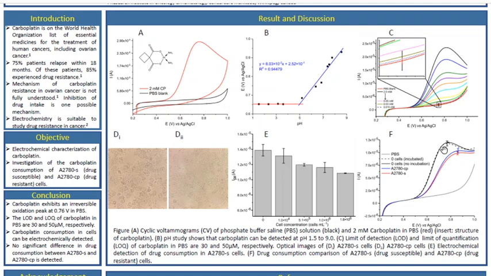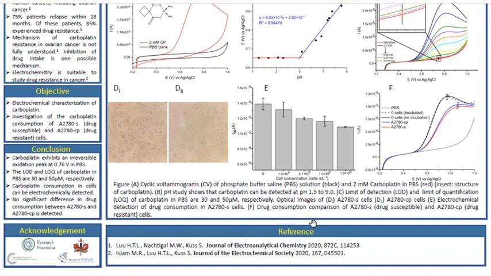These two dotted and solid black lines show that carboplatin does not degrade after our incubation period. The red and blue lines show that no significant difference in drug consumption between susceptible and resistant cells is detected. With that, we conclude that the decrease of drug consumption is not the only mechanism for drug resistance.